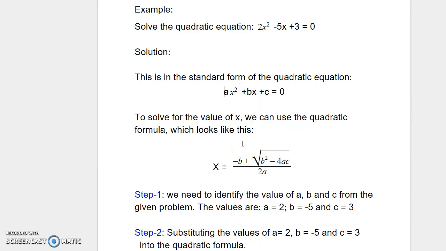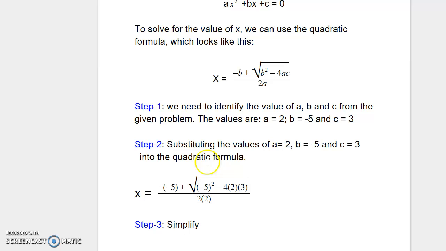So now, as a first step, we want to identify the values of a, b, and c. So step number 1, we are identifying the values of a, b, and c. The value of a is equal to 2. The value of b is equal to negative 5. The value of c is equal to 3.